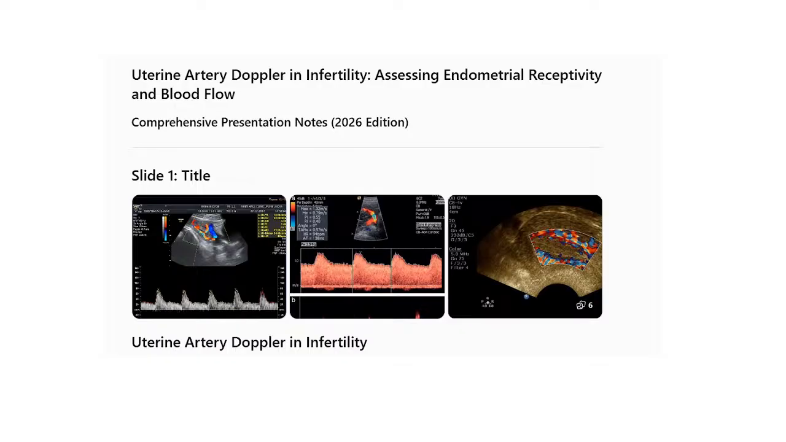Uterine artery Doppler in infertility: assessing endometrial receptivity and blood flow. This is a comprehensive presentation that I'm going to make to you. I need you to listen very carefully and never miss a single aspect of this presentation, because it is very, very critical in the practice of radiology and gynecology in general.